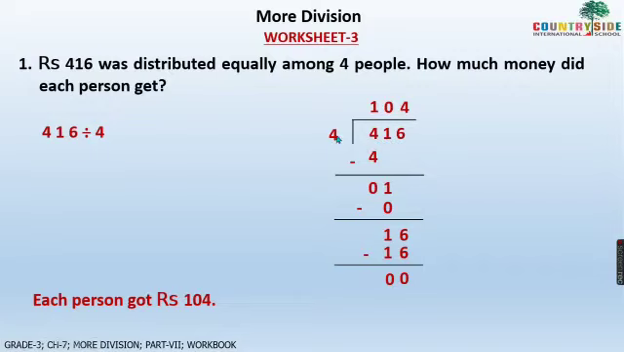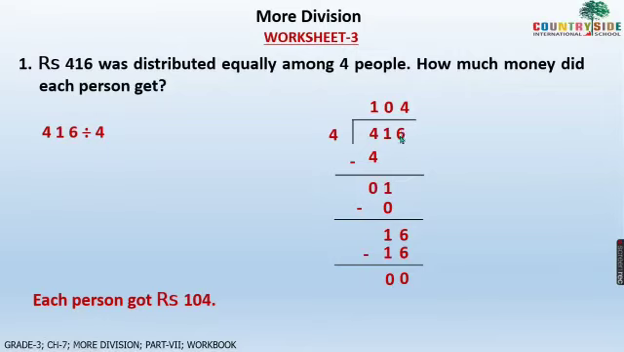See, the first digit is 4. In the 4 table, 4 comes. Yes, 4 ones are 4. Then 4 minus 4 is 0. Then bring this 1 down. In the 4 table, 1 does not come. So what we will do, the number smaller than 1 is 0. So 4 zeros are 0. Because if we take 4 ones are 4, then it will be greater than 1. Then 1 minus 0 is 1.